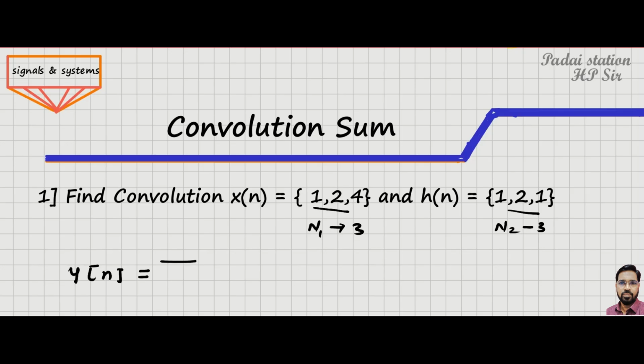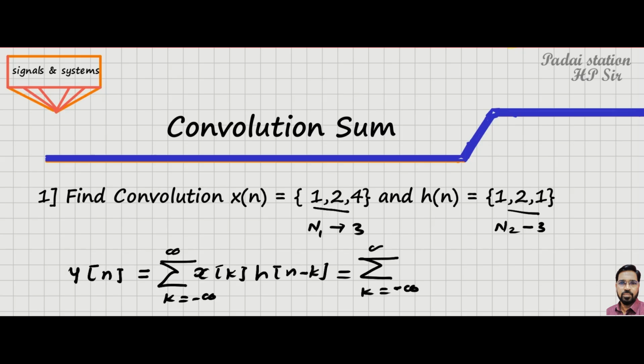So y of n equals the summation over k from minus infinity to plus infinity of x of k and h of n minus k. Now, how to obtain x of k and h of n minus k? I will tell you. Before that, I want to tell you that because of the commutative property of convolution, we can also write it by interchanging them, as the summation from minus infinity to plus infinity of h of k and x of n minus k. Because convolution has a commutative property, you will get the same answer.